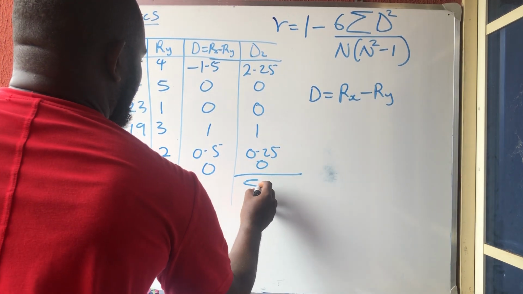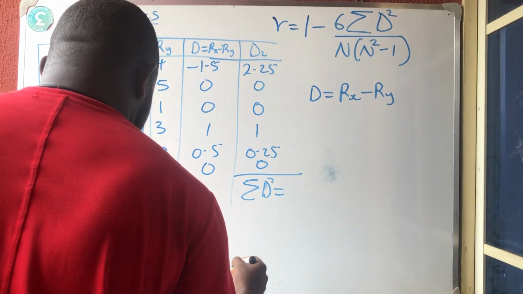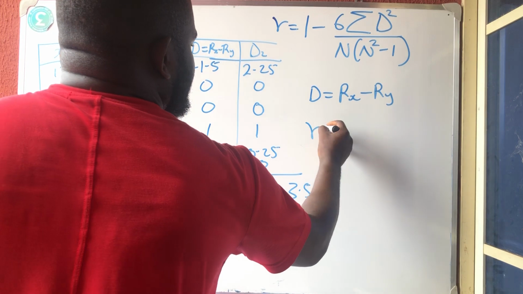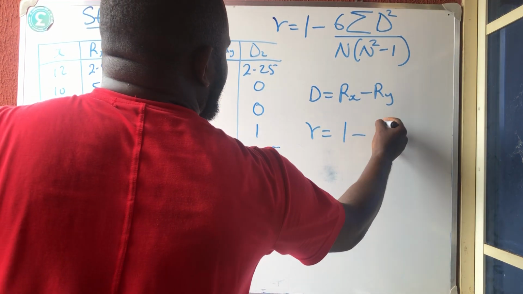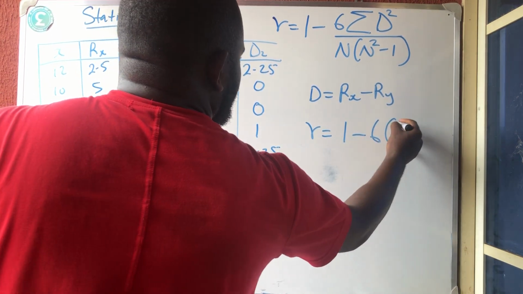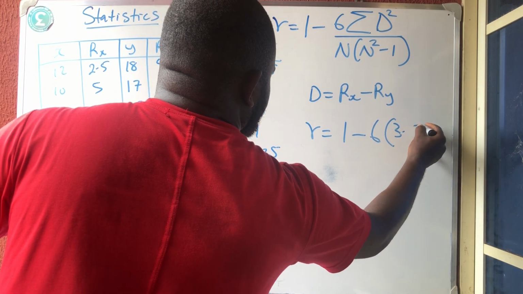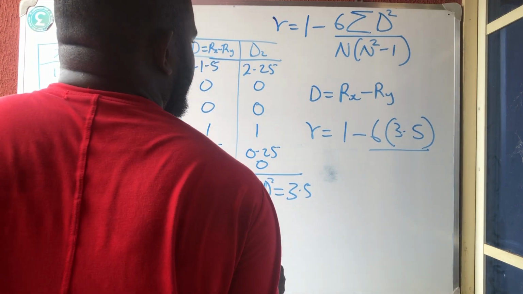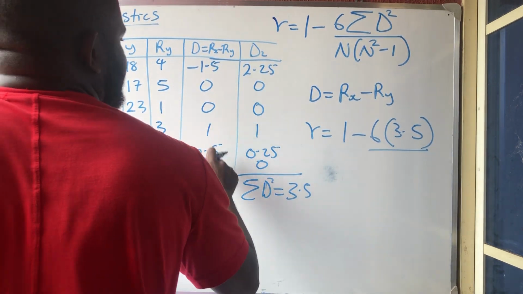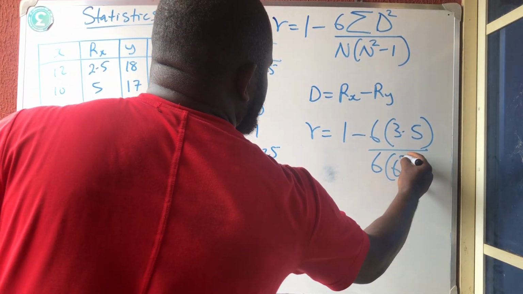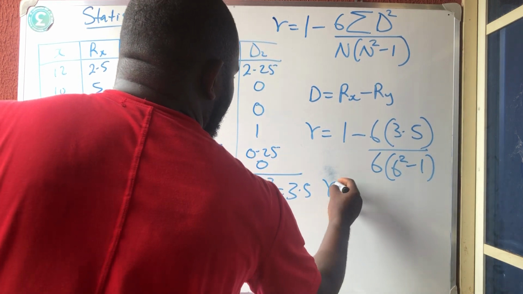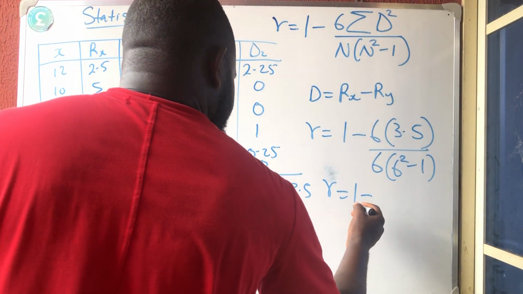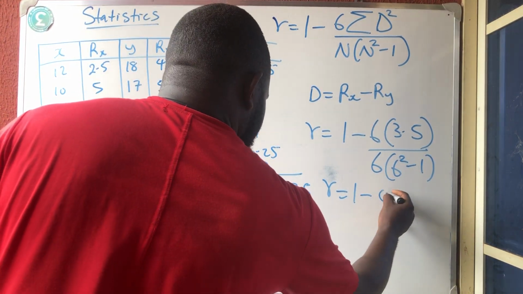So the summation of these squares will now be equal to what? 3.5. So my ranking is simply 1 minus 6 bracket 3.5 all over my n. How many are they? 1, 2, 3, 4, 5, 6. That is 6 bracket n squared minus 1. So I'm having my r is equal to 1 minus 6, so I'm having everything gave me 0.1.